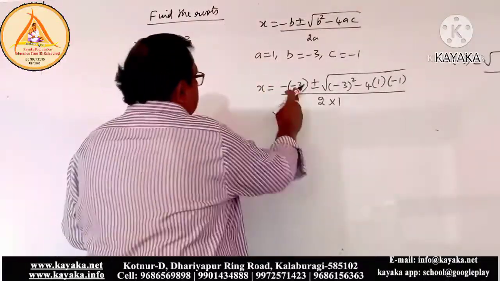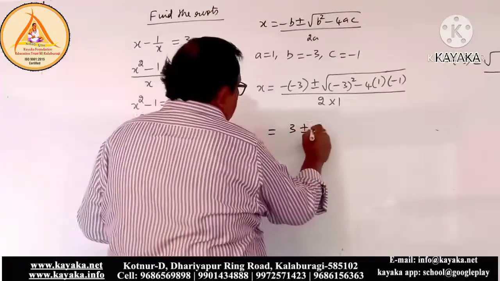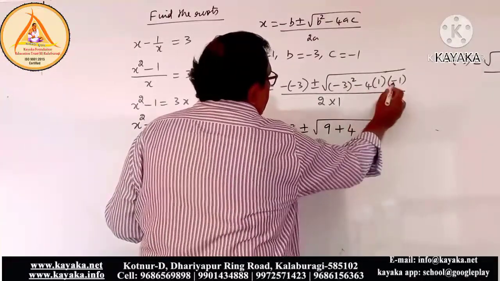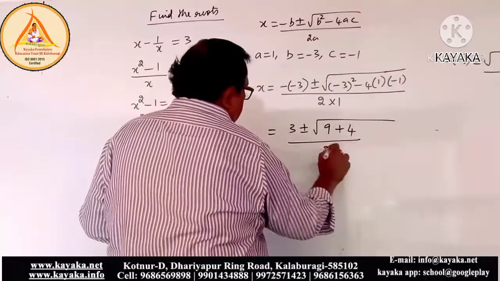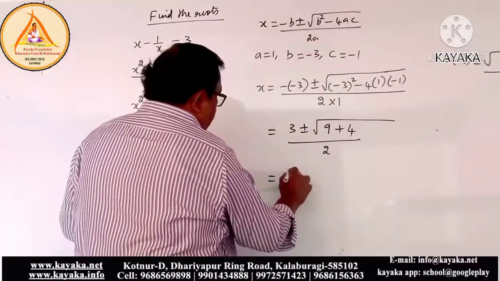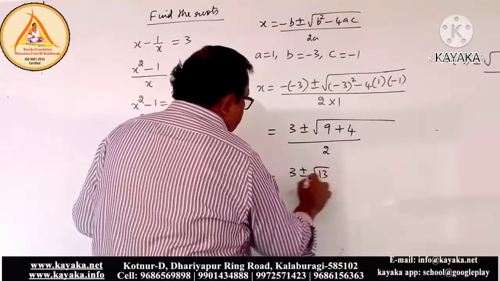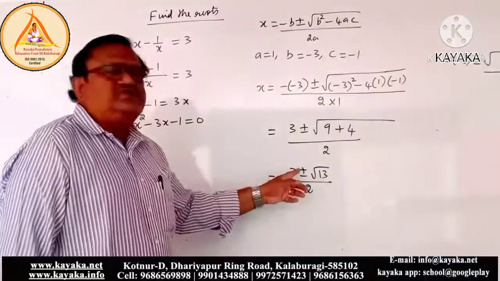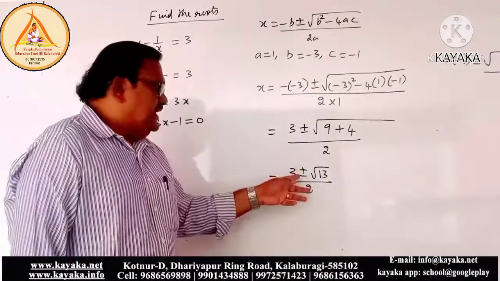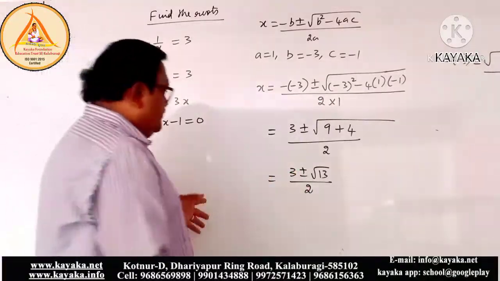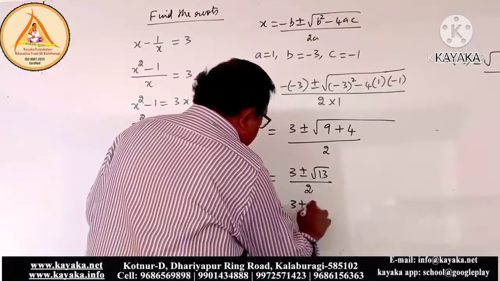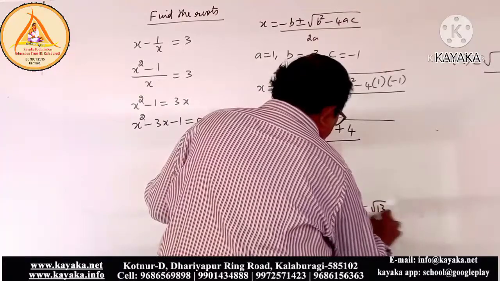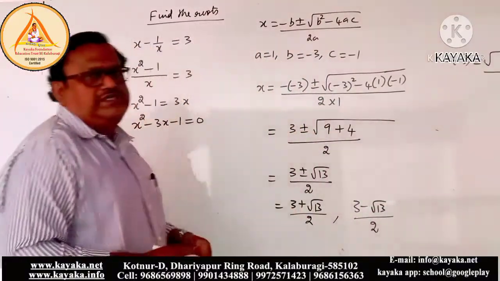Here minus into minus, you will get plus 3 plus or minus square root of 9 plus 4, minus into minus gives plus 4, divided by 2. Therefore, you will get 3 plus or minus square root of 13 divided by 2. If you take the positive sign, you will get one root. If you take the negative sign, you will get another root. The first root is 3 plus root 13 divided by 2, and the other root is 3 minus root 13 divided by 2. Therefore, we get two roots here.